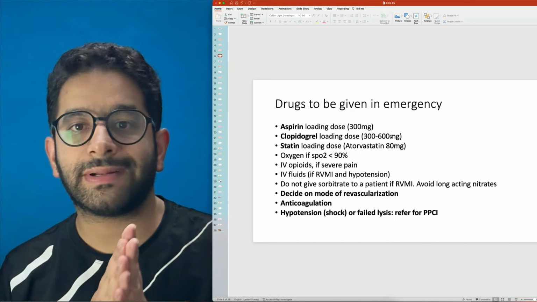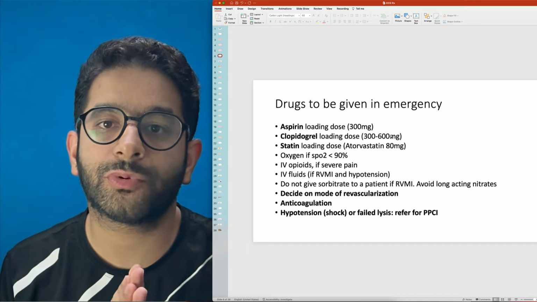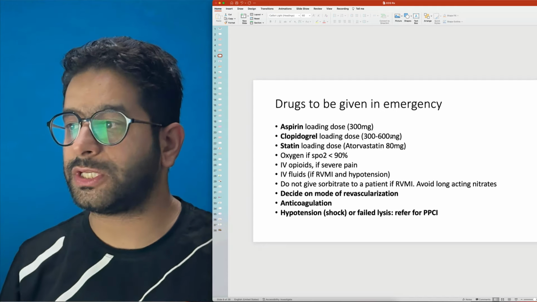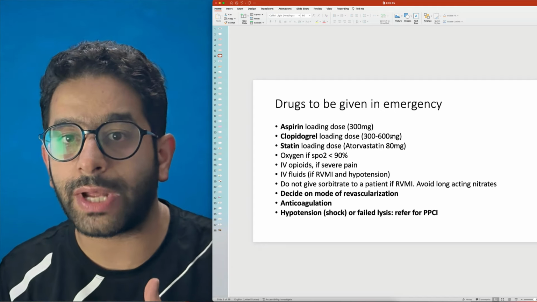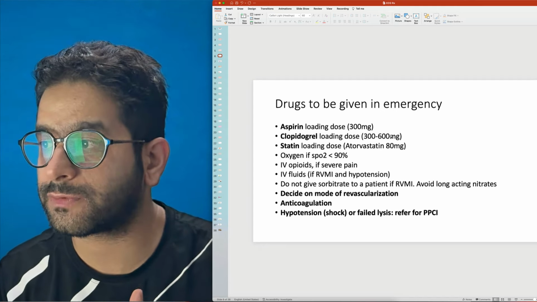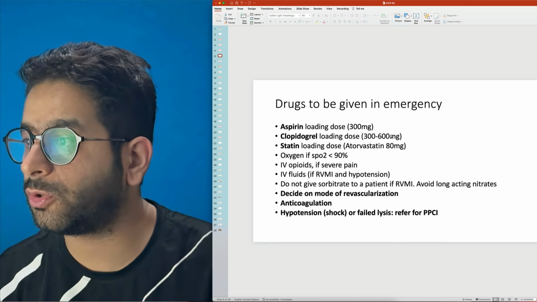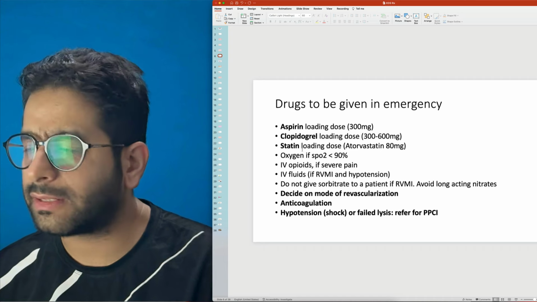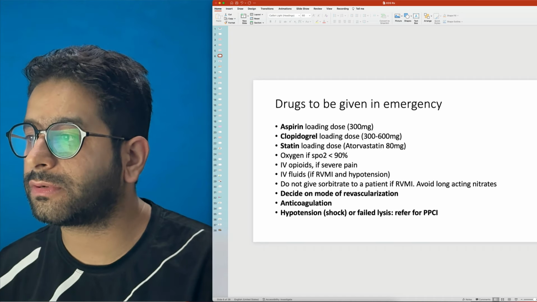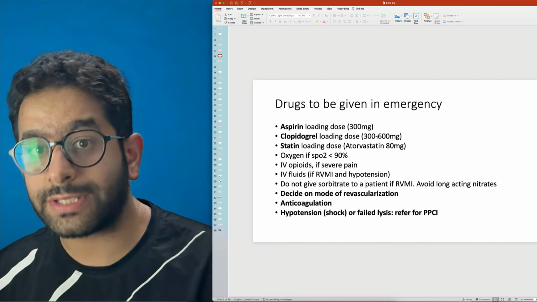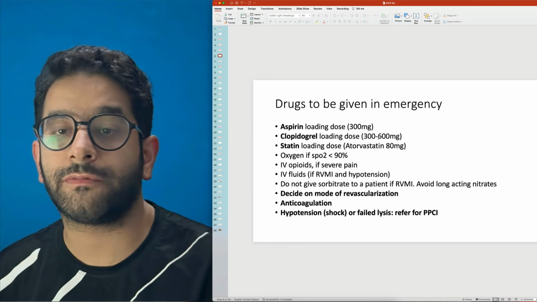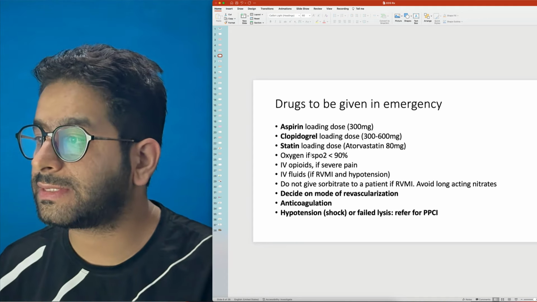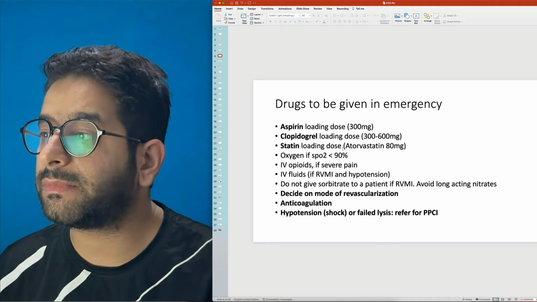And now, primarily focusing on the management of these patients. So if you are an intern, if you are an MBBS doctor posted somewhere and you get to see these patients, what drugs will you give in an emergency? You will give them loading of the 2 antiplatelet agents. You will give them the loading dose of aspirin and the loading dose of clopidogrel. You will also give them the loading dose of a statin, atorvastatin. So you'll give them 300 milligrams of aspirin, 300 or 600 milligrams of clopidogrel, depending on whether the patient goes for thrombolysis or a primary PCI, and atorvastatin 80 milligrams.